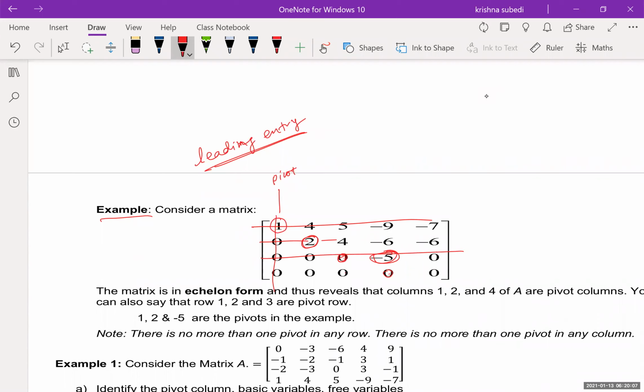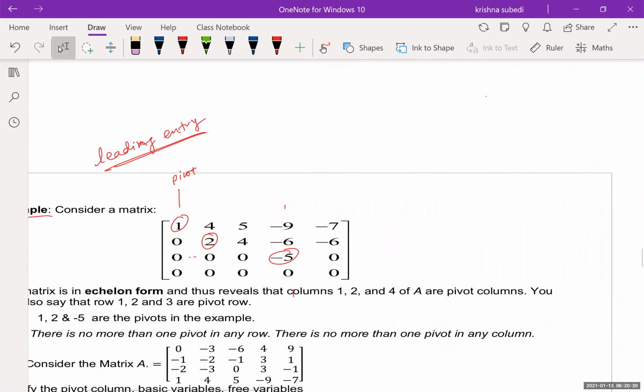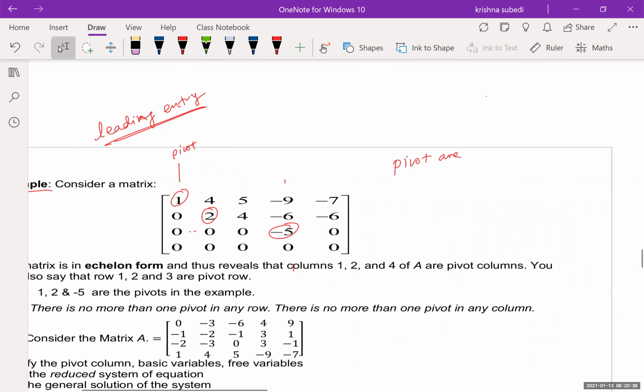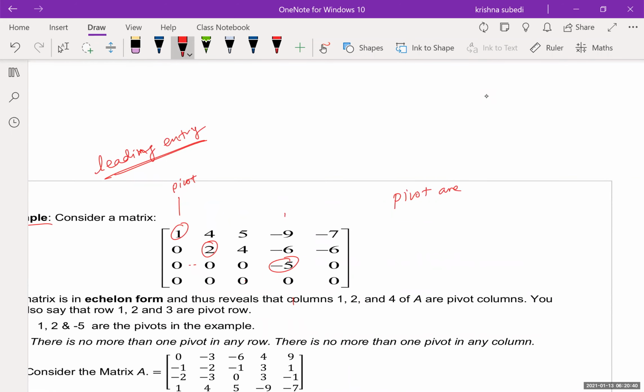Now in that row and in that column, there can be no other pivot. So now go down, since this is 0, it cannot be the pivot. Therefore, the pivots in this case are: this is your pivot, this is your pivot, and this is your pivot. The pivots are 1, 2, and -5.